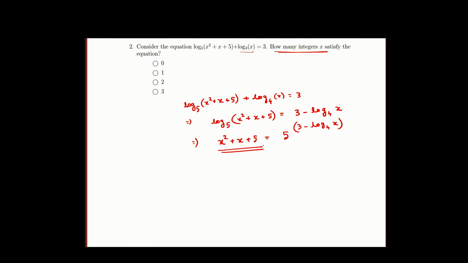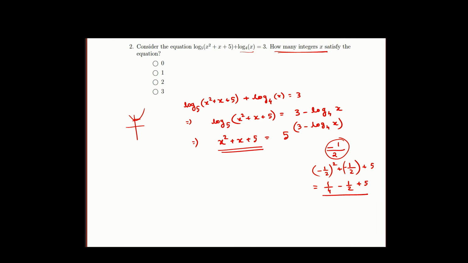Now this is a quadratic polynomial, and the coefficient of x square is 1, which is positive, so it will open towards the positive direction of the y-axis, so it will attain some minimum at the vertex. So let us calculate what the minimum value is. The x coordinate of the vertex will be minus b by 2a, so this will give us minus half. So the x coordinate of the vertex is minus half. Now if we put that value to get the minimum, we will get minus half square plus minus half plus 5, so it will give us 1 by 4 minus 1 by 2 plus 5.